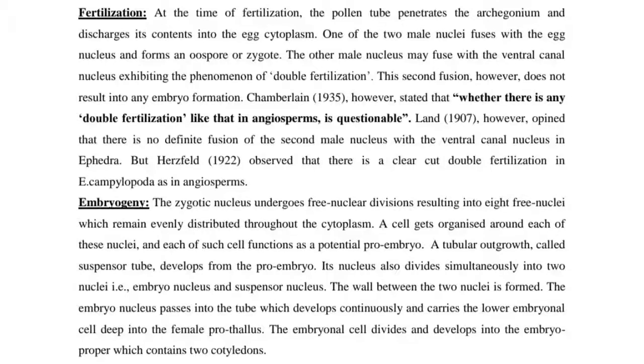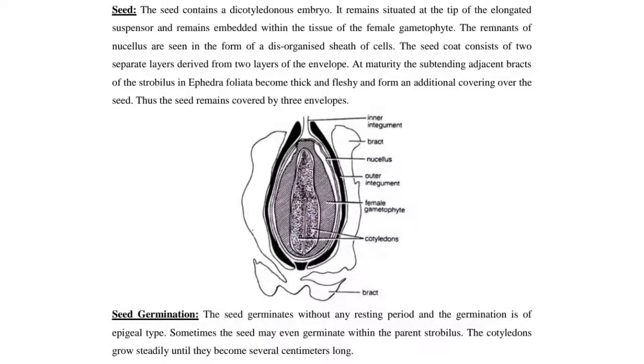The embryo nucleus passes into the tube, which develops continuously and carries the lower embryonal cell deep into the female prothallus. The embryonal cell divides and develops into the embryo proper, which contains 2 cotyledons. Seed. The seed contains a dicotyledonous embryo. It remains situated at the tip of the elongated suspensor and remains embedded within the tissue of the female gametophyte.